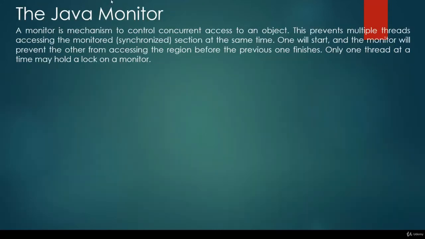Let's talk about a Java monitor. A monitor is a mechanism to control concurrent access to an object. This prevents multiple threads from accessing the monitored or synchronized section at the same time. One thread will start and the monitor will prevent the other thread from accessing the region before the previous one finishes, which means that only one thread can hold the lock on the monitor at a given time.